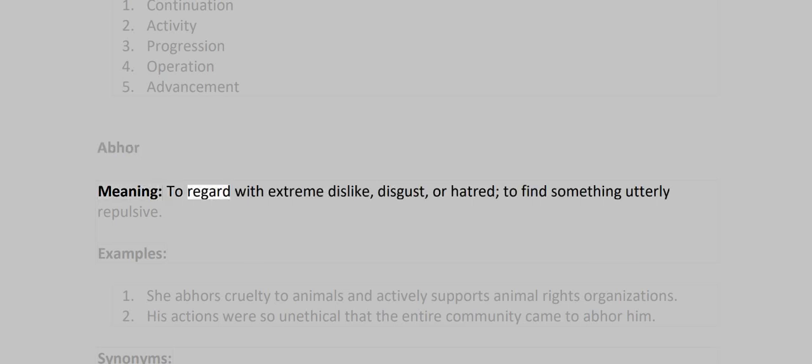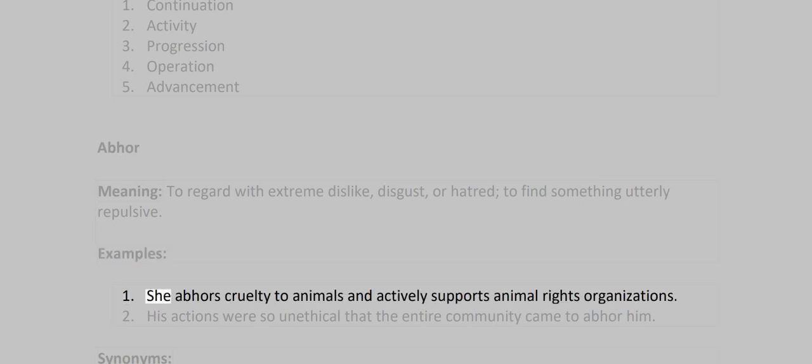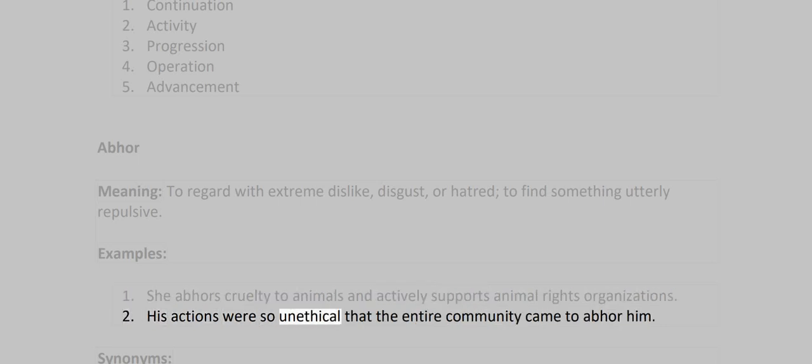Meaning: to regard with extreme dislike, disgust, or hatred, to find something utterly repulsive. Examples: 1. She abhors cruelty to animals and actively supports animal rights organizations. 2. His actions were so unethical that the entire community came to abhor him.